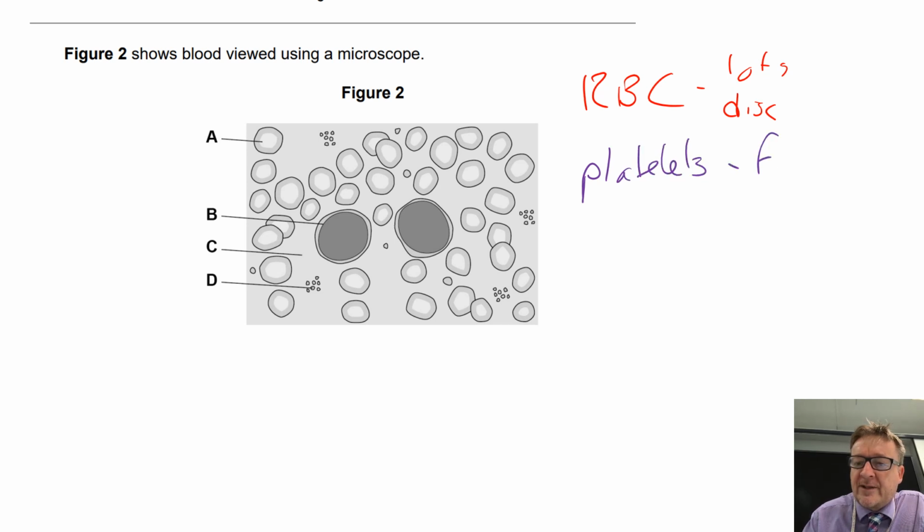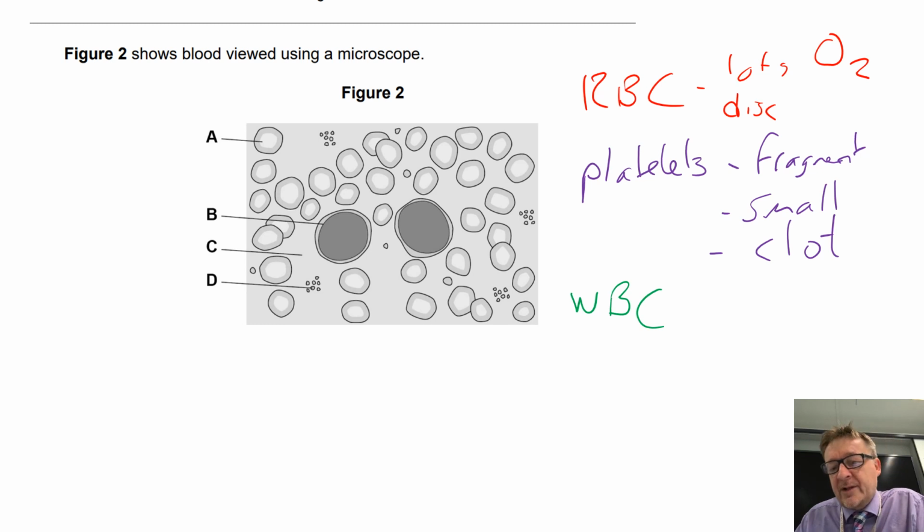Okay, so what they are is they are fragments. So if they are a fragment, that probably tends to mean that they are small, and their job is to then clot blood. Job of the red blood cell, carry oxygen. What else have we got in here? We've got white blood cells.